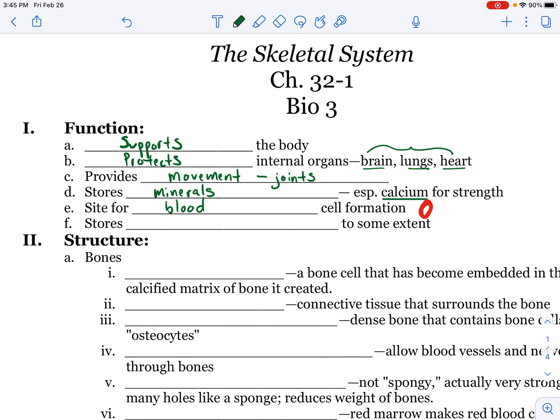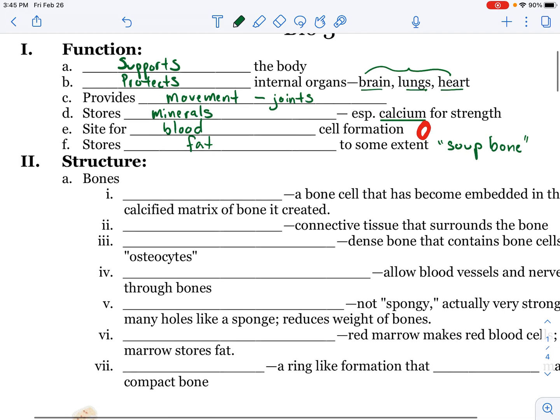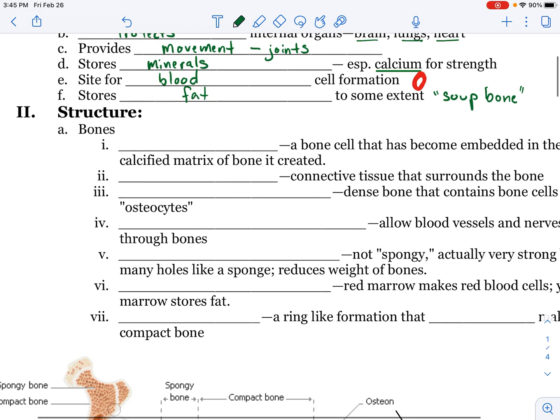And something that you might not realize, your bones store fat. So maybe you've heard of a soup bone before, like somebody putting a bone in when they're making homemade soup. Soup bones are put into soup to actually provide that fatty flavor, which actually tastes really good. Okay, so scrolling up to the structure of a bone, and there's a lot of new words here, so bear with me.